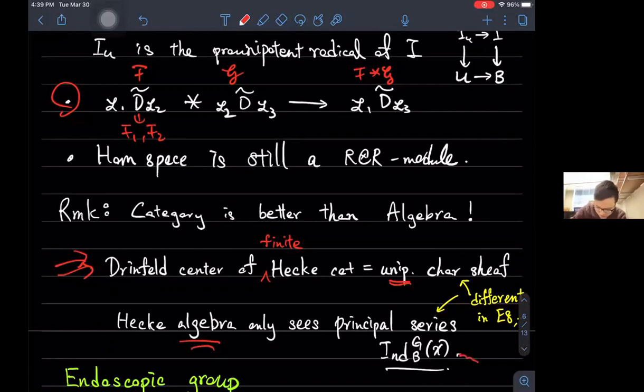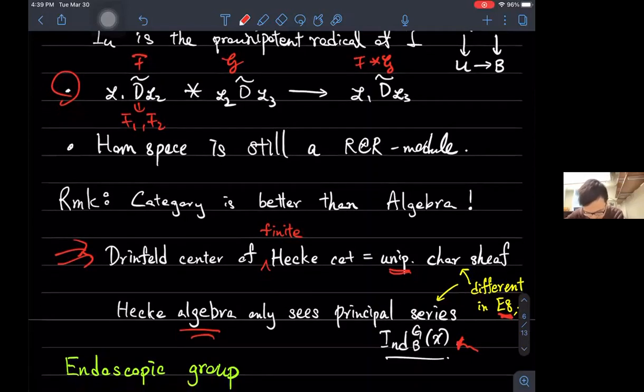So there are more representations in general than principal series if you're not in type A. For instance, E8 has 13 more unipotent representations. So yes, the category has more information. Any questions?